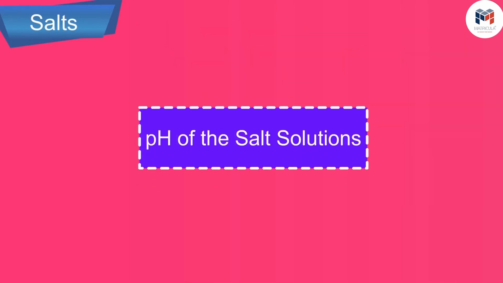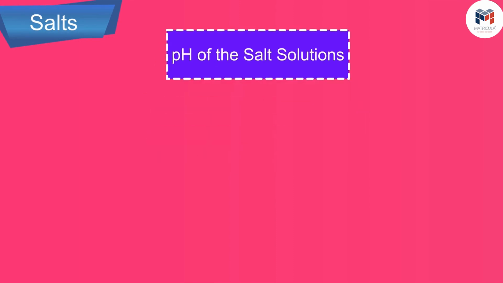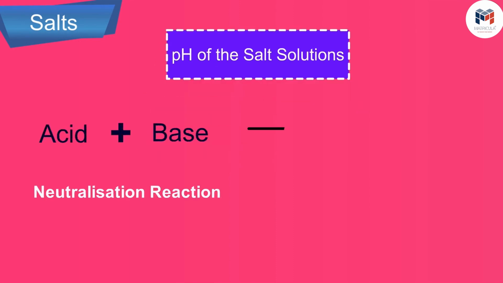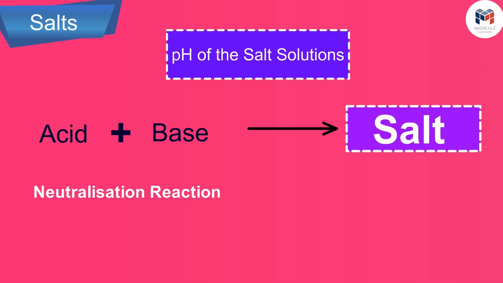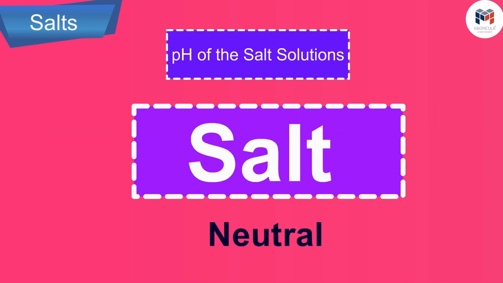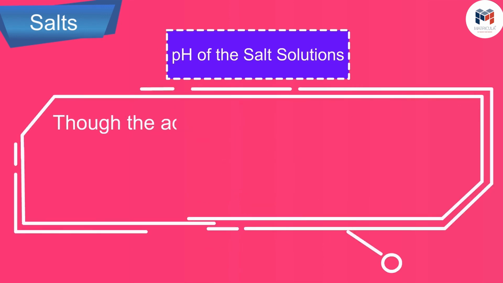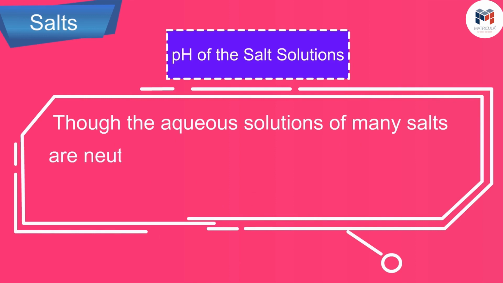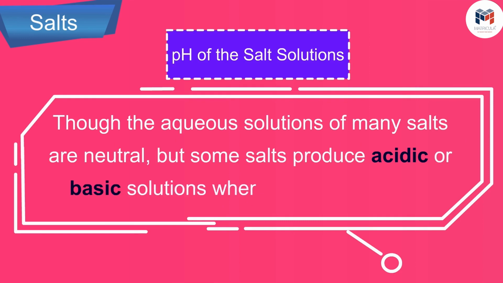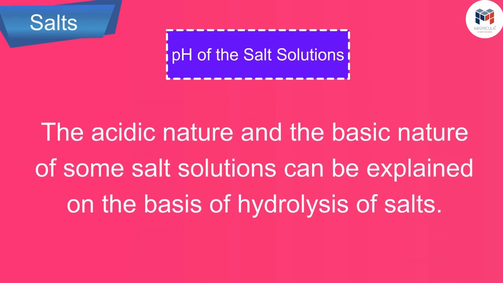Now, we will discuss the most important topic, which is the pH of salt solutions. As you know, a salt is formed by the reaction of an acid and a base. We might expect the salt to be neutral in nature. Though the aqueous solutions of many salts are neutral, some salts produce acidic or basic solutions when dissolved in water. The acidic and basic nature of some salt solutions can be explained on the basis of hydrolysis of salts.